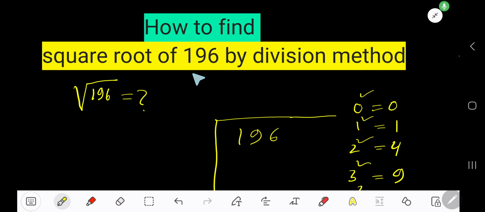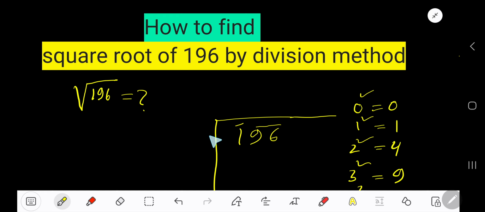How to find the square root of 196 by the division method. Okay, at first make groups. So make groups from the ones column to the higher column. So this is your first group, this is your second group.